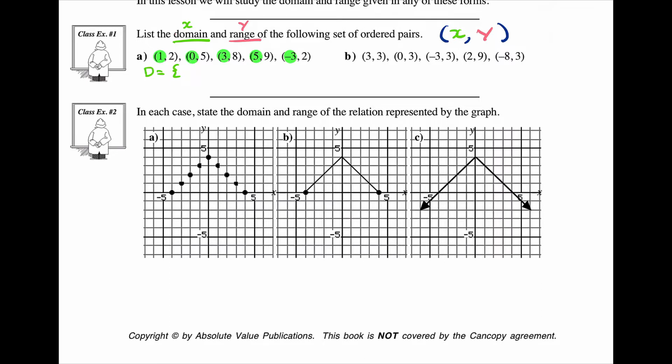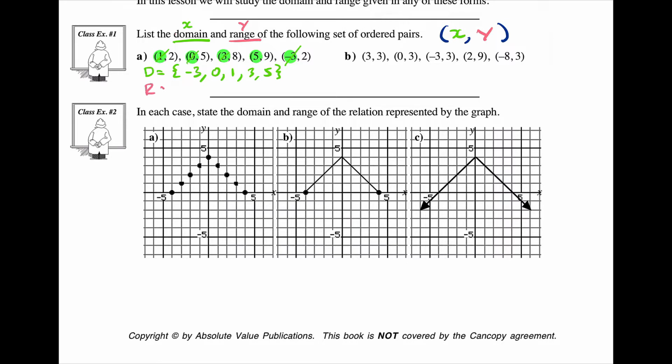Now we could put it down in that order: 1, 0, 3, 5, and -3, followed by a closing curly brace right there. But it's best to put them in the order from least to greatest. So we're going to go through here and see what we got. The smallest one is -3. It's going to go first, followed by 0, and then 1, and then 3, and finally 5 right there.